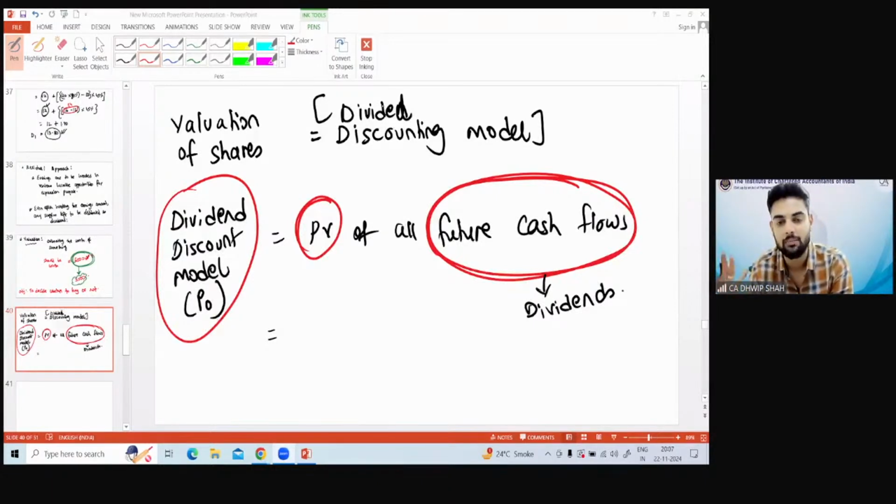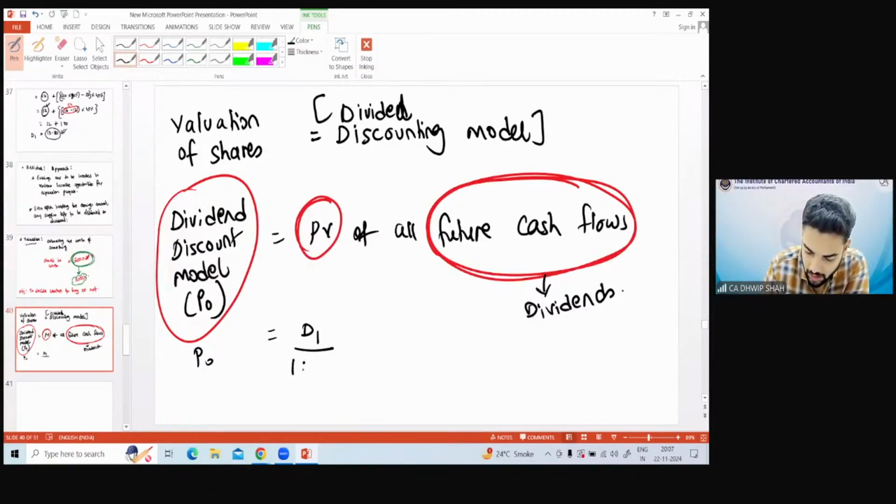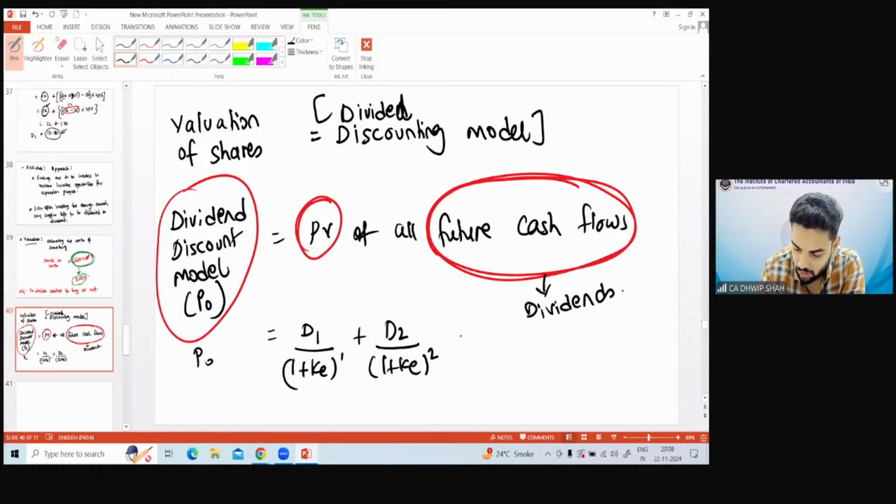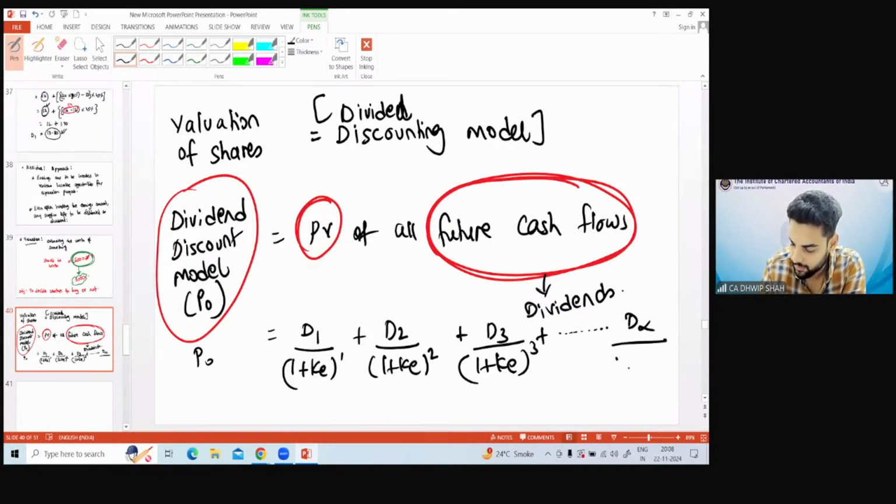What will we get in the future from shares? Dividends only. So you have to discount those dividends. So can I say P0 would be D1 upon 1 plus K raised to 1, plus the dividend at the end of year 2 divided by 1 plus K raised to 2, plus D3 upon 1 plus K raised to 3, and so on till infinity. Are you getting this? Tell me.